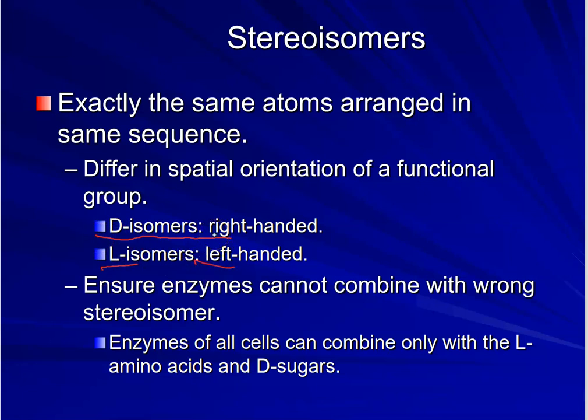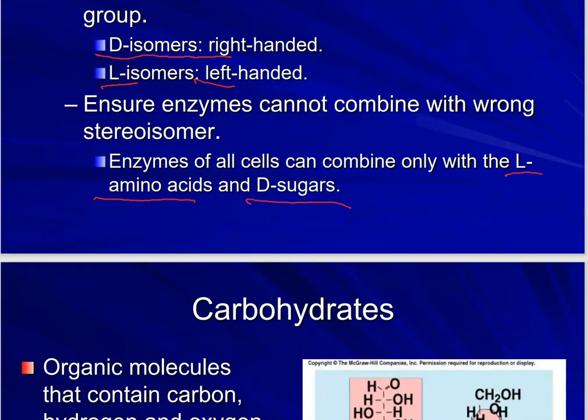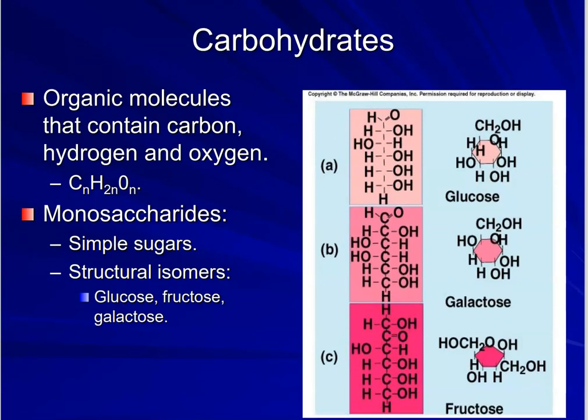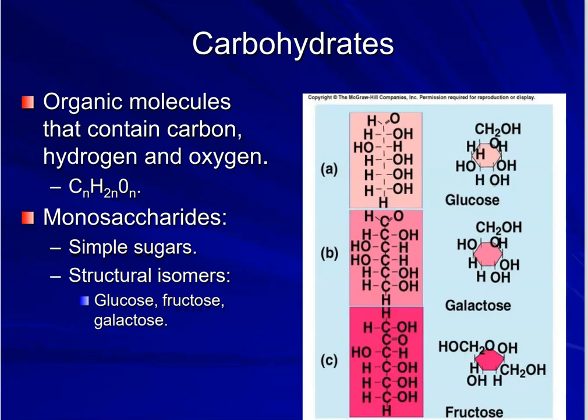So these are the 2 versions, or the stereoisomers of a compound. And biologically active is just only one or the other. And so biologically active would be, for example, the L amino acids and the D sugars. Okay, so we'll start with a large group of organic molecules known as carbohydrates. We eat a lot of them usually, so they are sugars and starches.